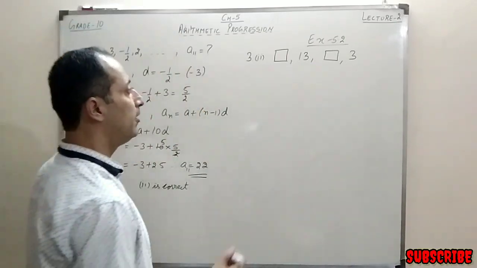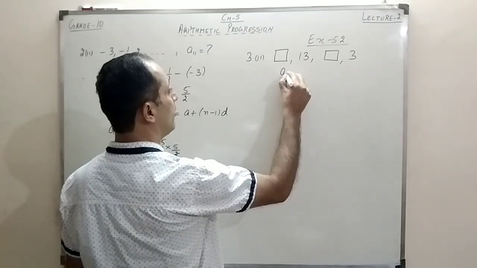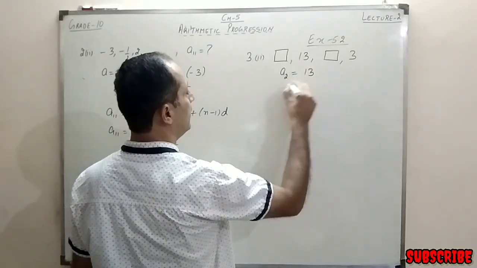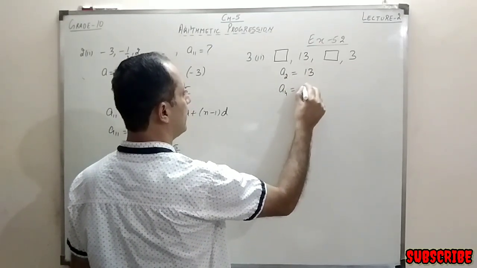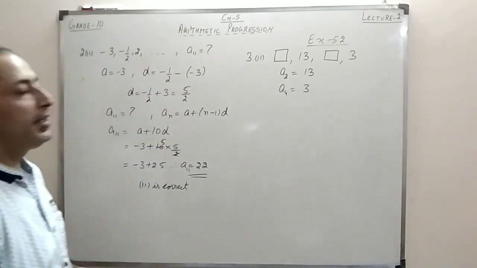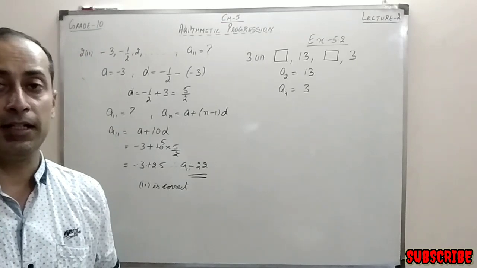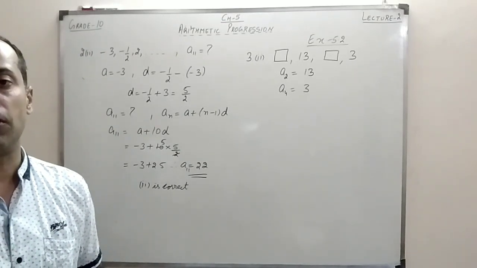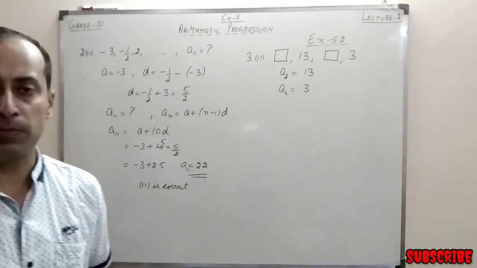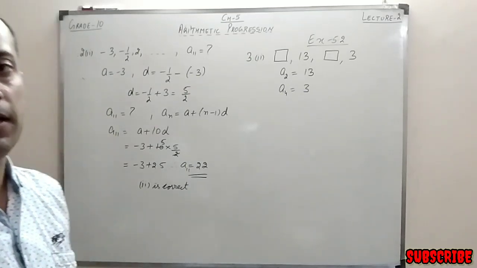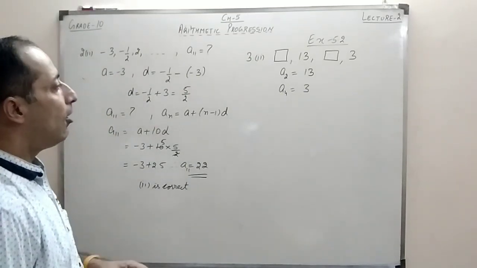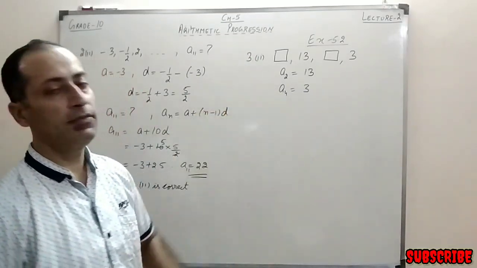So what is given? I have got A2 as 13 and A4 as 3. So how can we find them? To simplify any part, I need the first term and the common difference, and only then can we find the next things. Now, how can we use these two to find the first term and d?